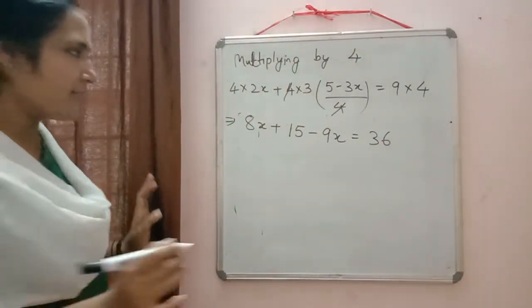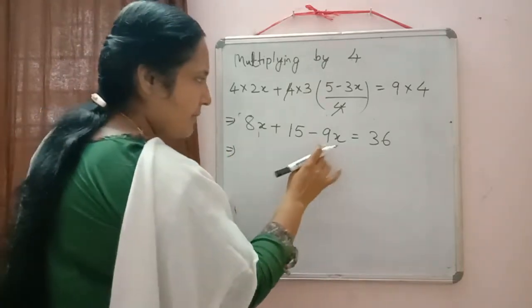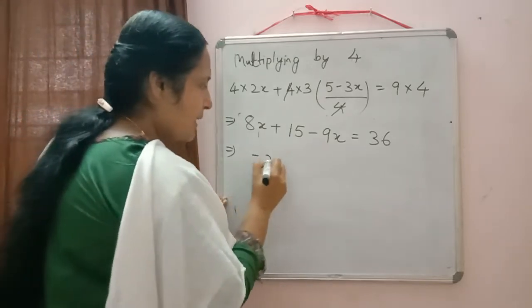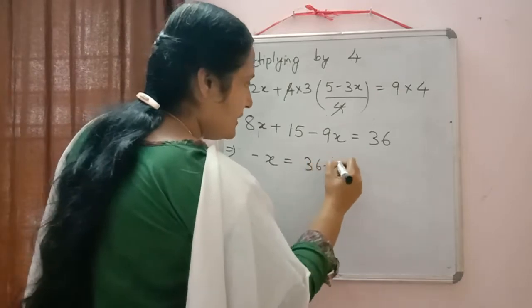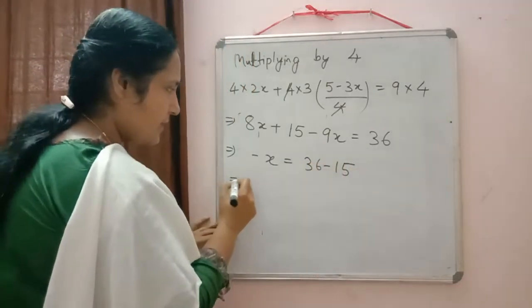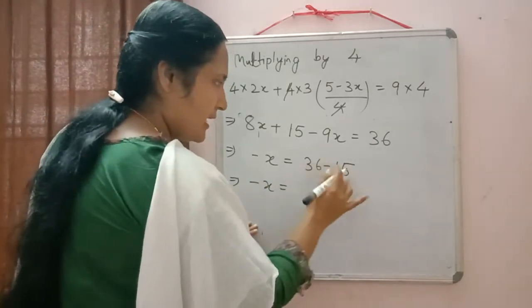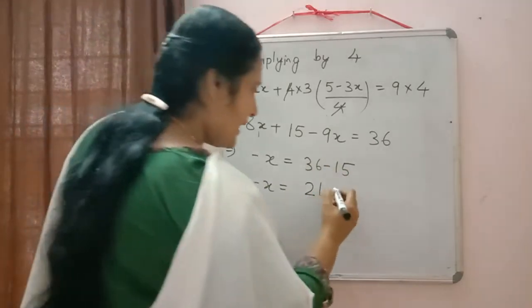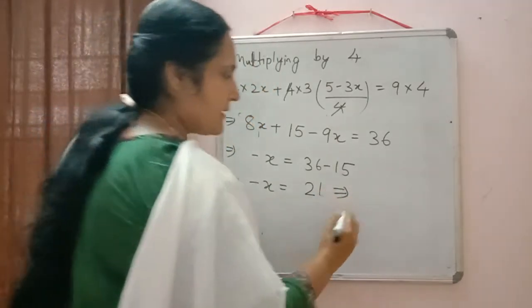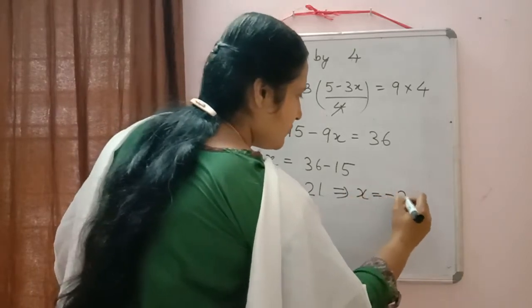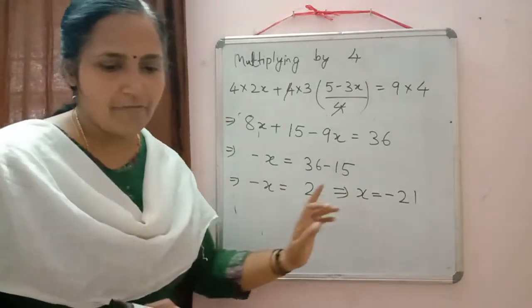Now we don't have a fraction there, so it will be easy to solve. So 8x minus 9x will be equal to minus x, and 15 we can shift to the right hand side. So it will be equal to 36 minus 15. So we will get minus x is equal to 6 minus 5, 1, 3 minus 1, 2. Minus x is equal to 21. So to get x, what we will do, we will multiply the whole by a minus sign. So we will get x is equal to minus 21. So we got the value of x.